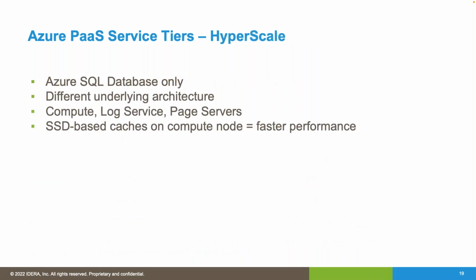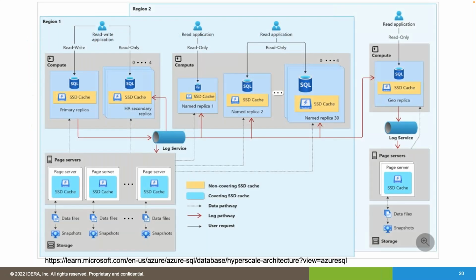Hyperscale. So hyperscale only applies to Azure SQL Database. It has a completely different underlying architecture. They actually split out the compute nodes and they've introduced a log service and what are called page servers to increase the throughput and the performance of your database. There's SSD-based caches on the compute nodes, which equals faster performance, and it kind of looks like this.